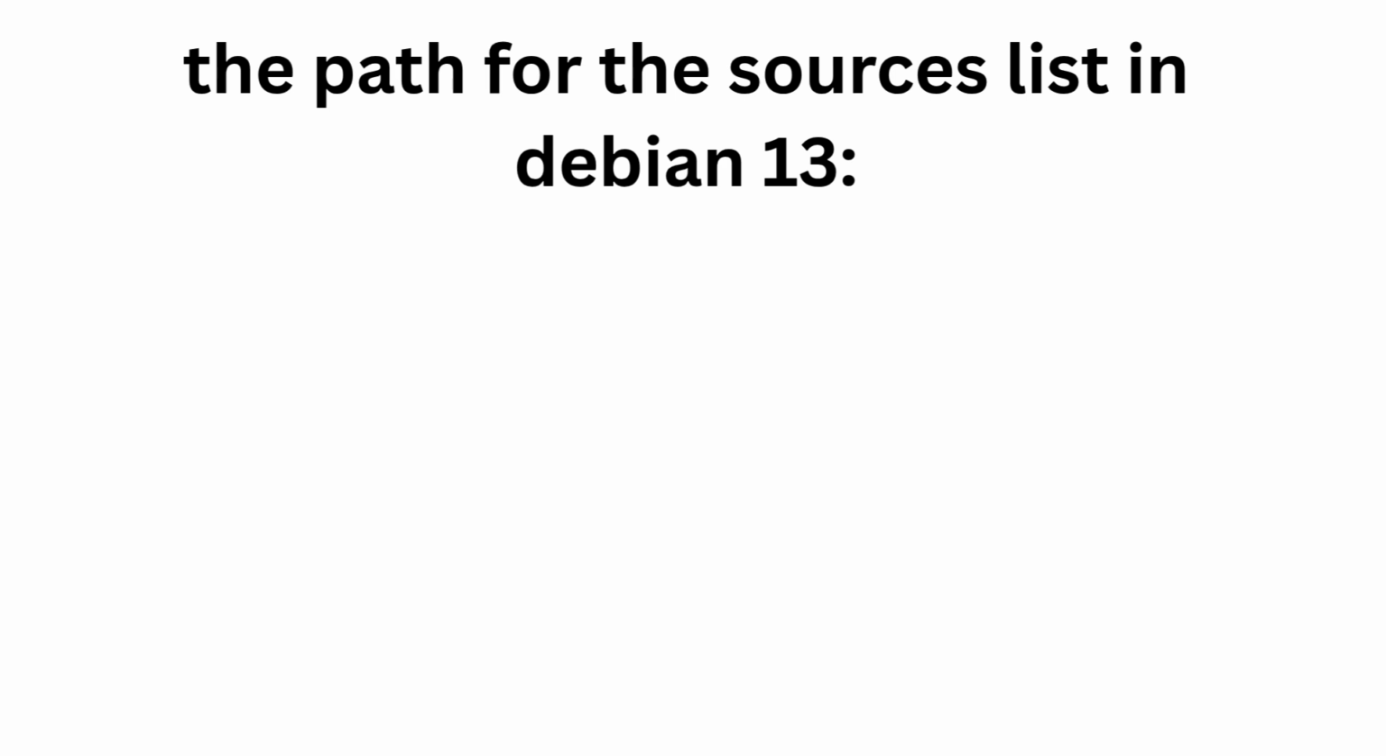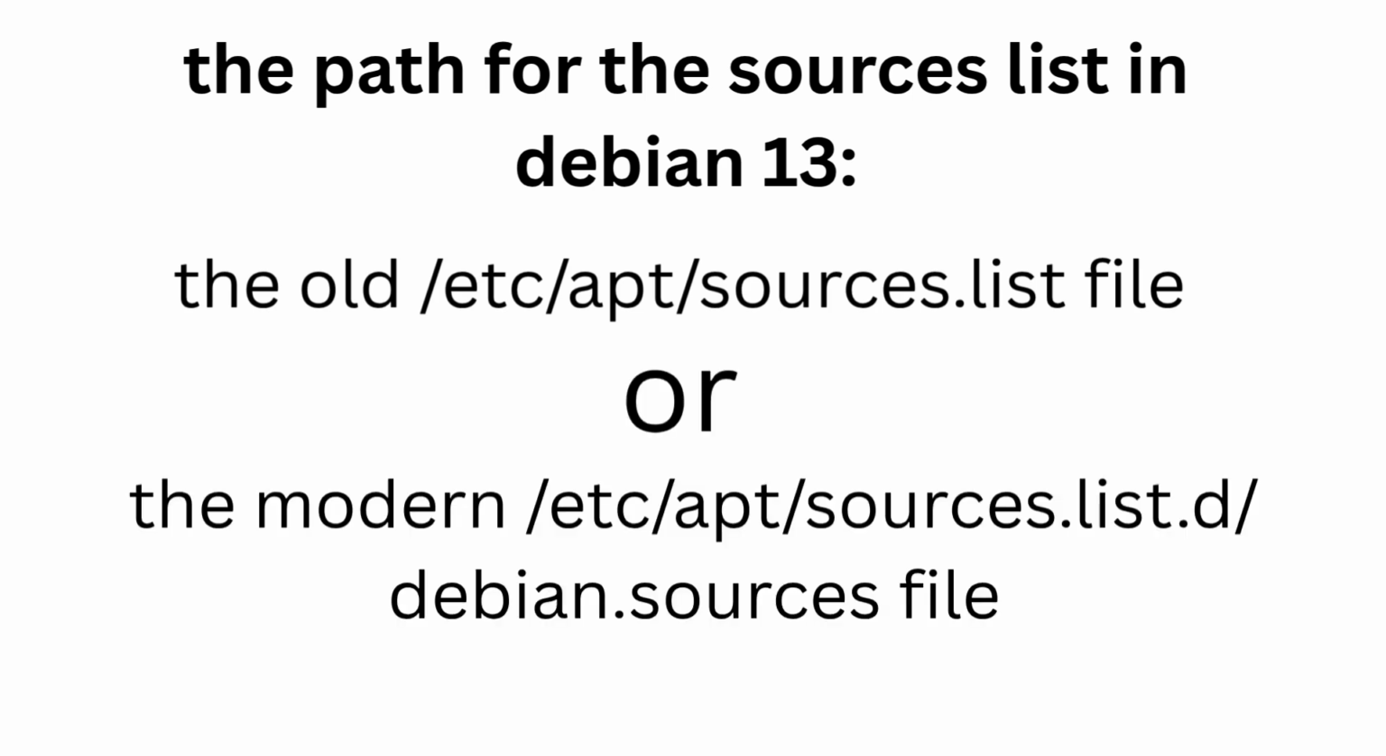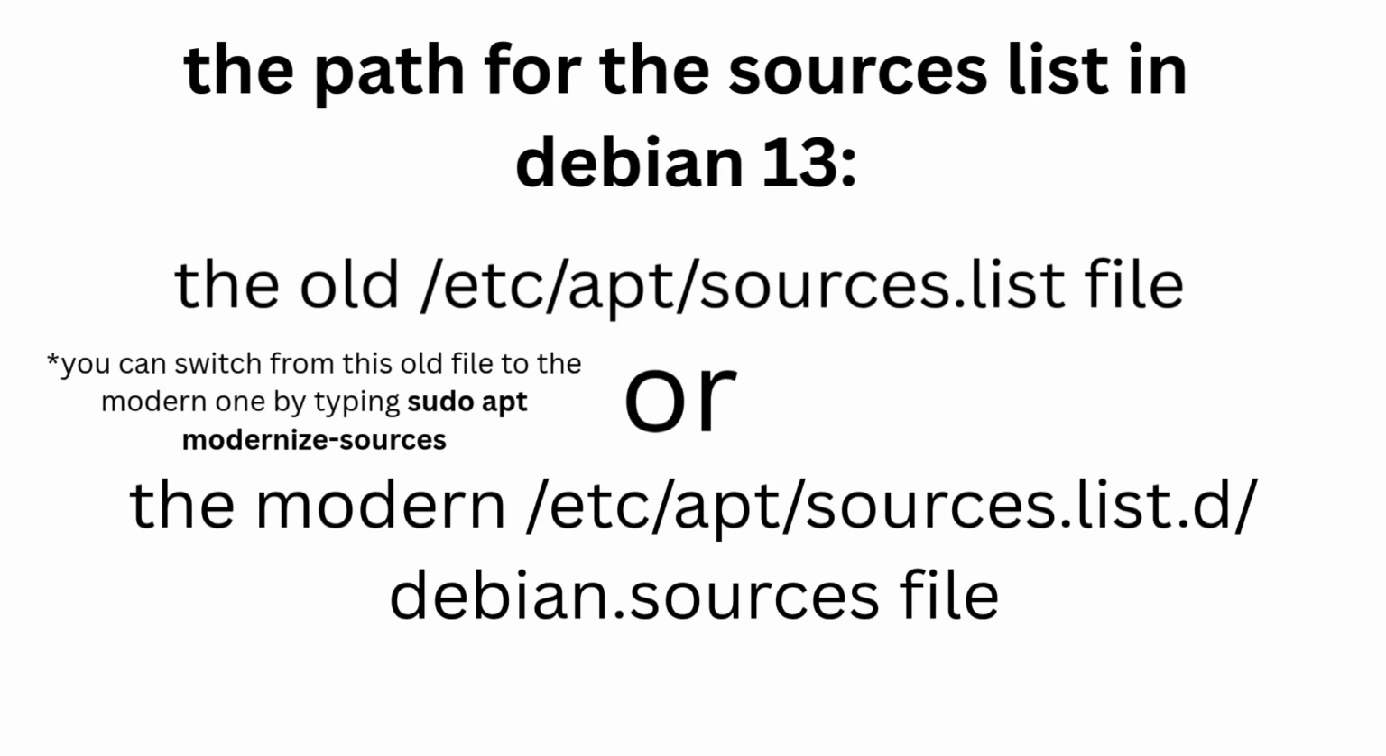The right path to your sources list depends on whether you only have the traditional /etc/apt/sources.list file, or if you have the modern /etc/apt/sources.list.d/debian.sources file.